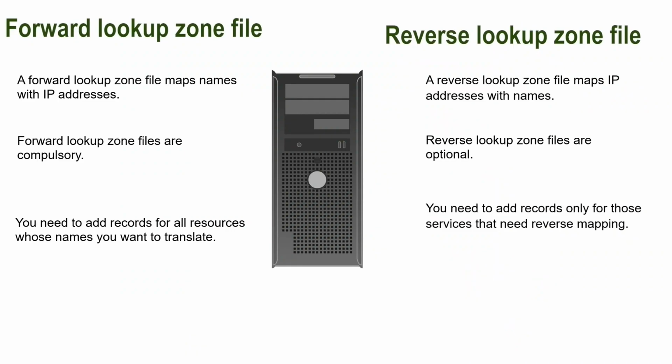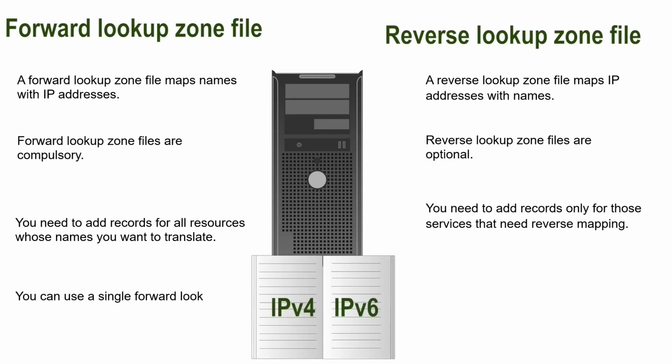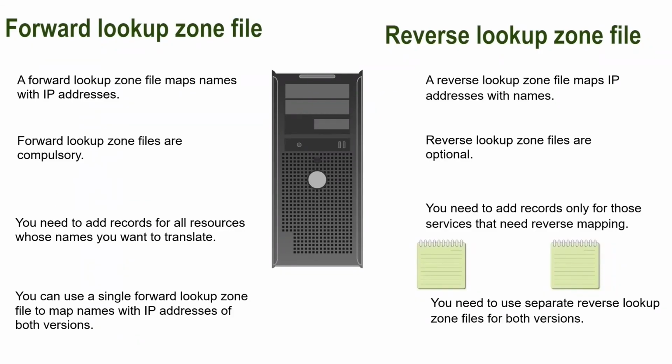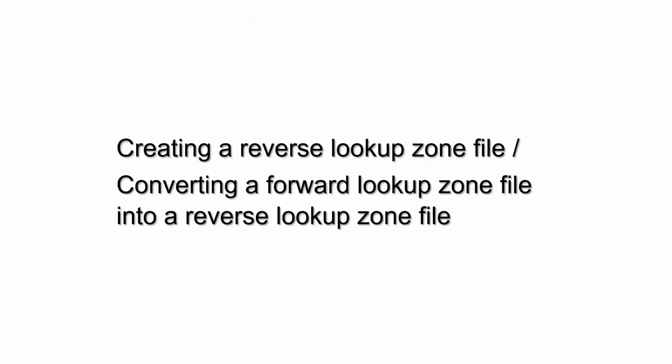There are two versions of IP addresses, IP4 and IP6. You can use a single forward lookup zone file to map names with IP addresses of both versions. But you cannot use a single reverse lookup zone file to map both versions' IP addresses with names. You need to use separate reverse lookup zone files for both versions. You only need to create a reverse lookup zone file for the IP version your domain uses. For example, if your domain does not use IPv6 addresses, you do not need to create a reverse lookup zone file for IPv6 addresses.